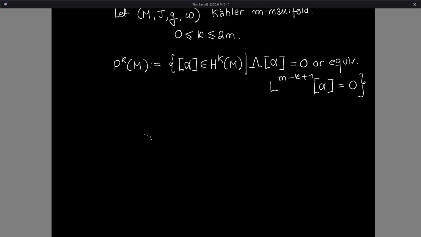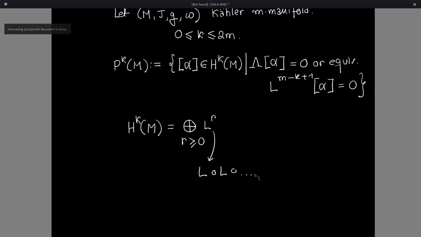So the Lefschetz decomposition says that H^k of M is equal to a direct sum for every r greater than or equal to 0 of L to the power r. So this is the Lefschetz operator applied r times. So what we're saying here, as usual, is L after L, r times, of P^(k-2r). So this is not a power. This is the superscript of the primitive cohomology class on M.